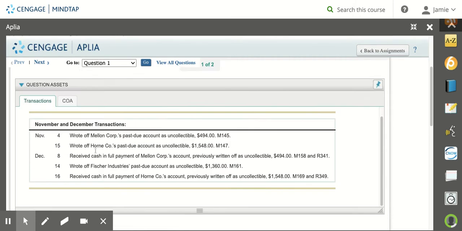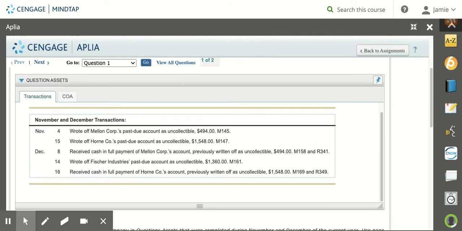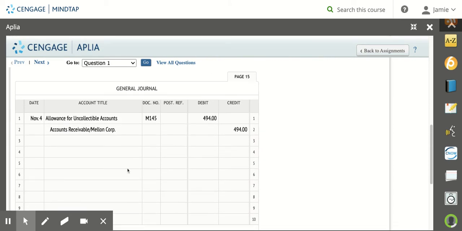Well, you'll see on December 8th, we received cash in full payment for Mellon Corp's account previously written off for $494, M158 and R341. So we need to first do the M158. So we're going to come down here, December 8th. So first thing we need to do is flip what we just did on November 4th.